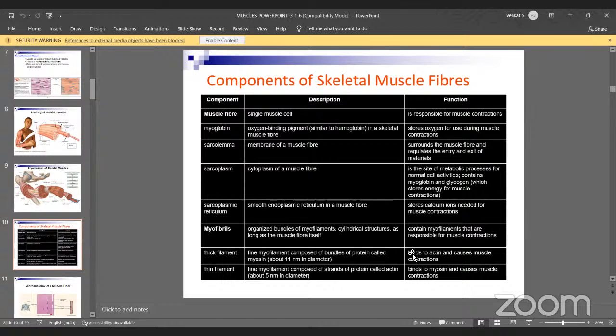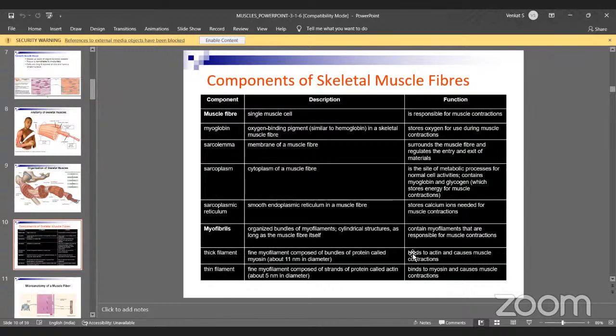Then the next one, myoglobin. Myoglobin is one of the proteins. The description is an oxygen binding pigment, similar to hemoglobin, in a skeletal muscle fiber. This stores oxygen for use during muscle contraction. The function of myoglobin is that it stores oxygen for use during the muscle contractions.